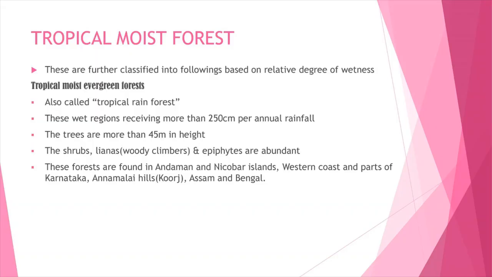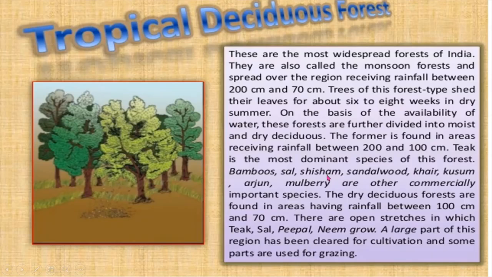The trees present in this type of forest are more than 45 meters in height, and shrubs, lichens and epiphytes are abundant, that is, they are more in number. We find these forests in Karnataka, Andaman Hills, Assam, Bengal, Andaman Nicobar, the western coast and other parts. The next is the tropical deciduous forest, which is of two types, dry and moist.